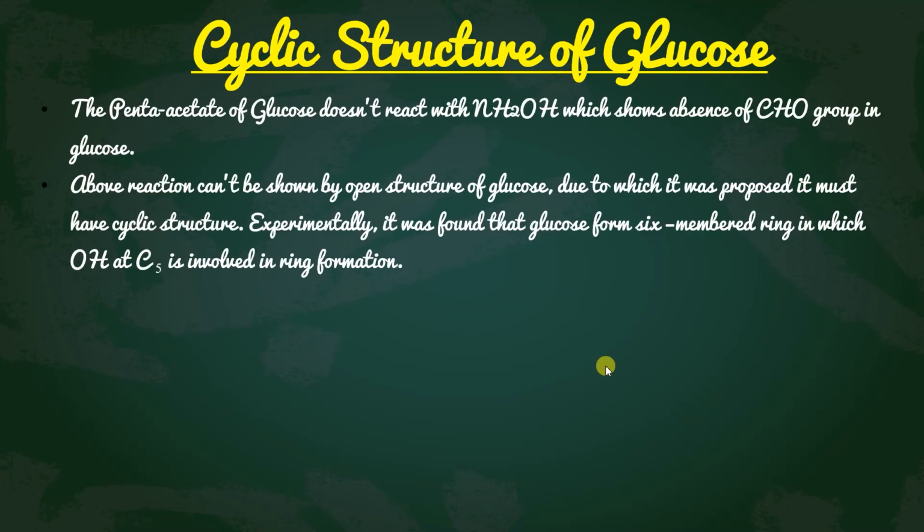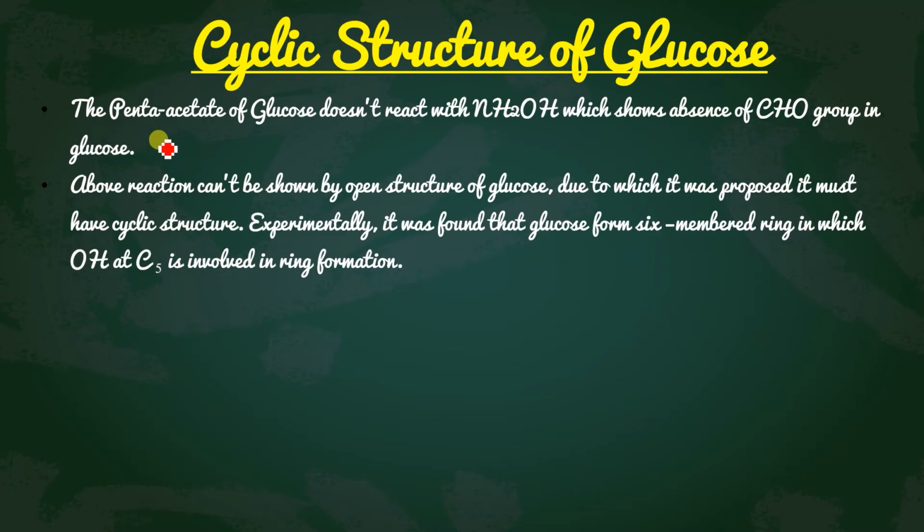Now, next thing. The pentaacetate of glucose does not react with NH2OH. These are the additional reactions which cannot be given by the open structure of glucose. So if it is asked, write the 3 equations. Better you write the Schiff's test, the 2,4-DNP test, and the addition reaction with NaHSO3. Done. But the rest of the other reactions are also there.